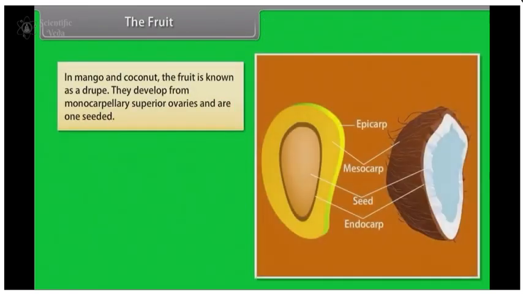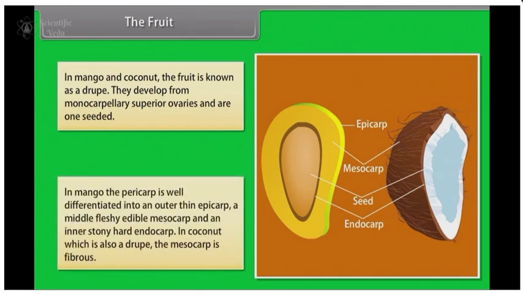In mango and coconut, the fruit is known as drupe. They develop from monocarpellary superior ovaries and are one-seeded. In mango, the pericarp is well differentiated into an outer thin epicarp, a middle fleshy edible mesocarp, and an inner stony hard endocarp. In coconut, which is also a drupe, the mesocarp is fibrous.